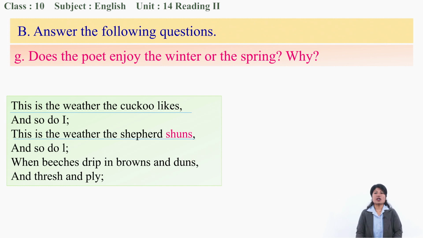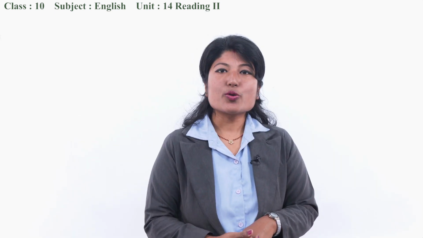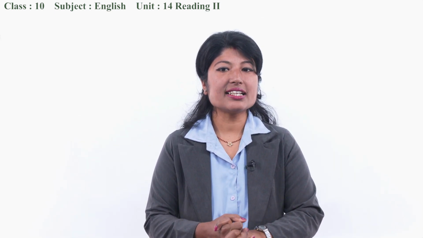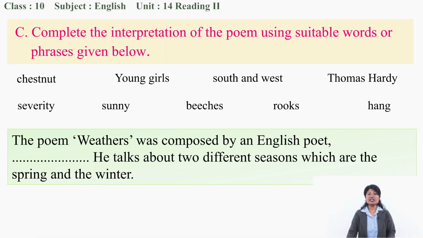Okay, let's move. So here it goes. Poet likes spring and dislikes winter. So with this we have completed exercise B. Now let's move to the next exercise. What is that? Yes, exercise C, and it is to complete the interpretation of the poem using suitable words or phrases given below. So we have words like chestnut, young girl, south and west, Thomas Hardy, severity, sunny, beaches, rooks and hang. Okay, let's fill up these words in the blanks given over here.